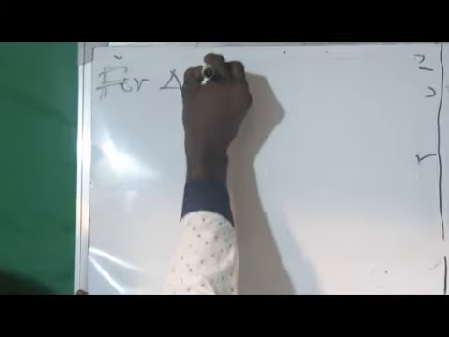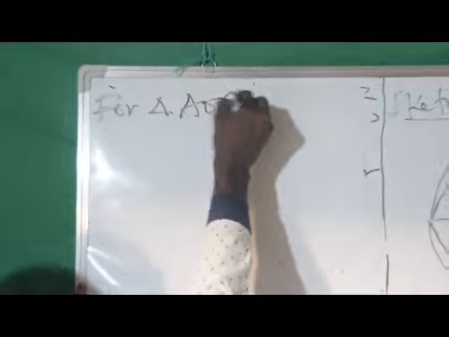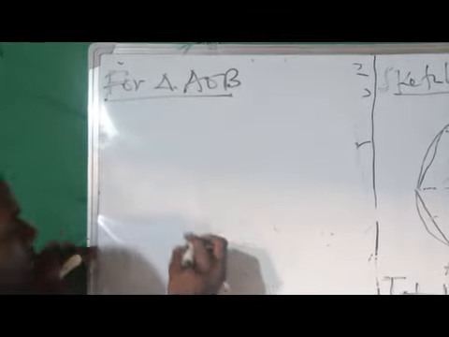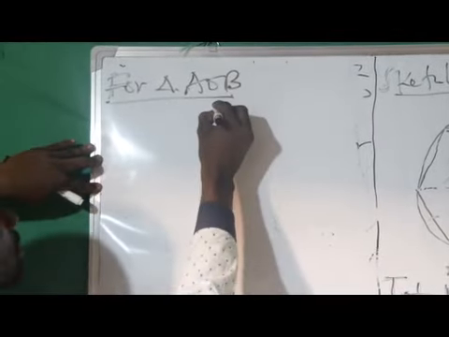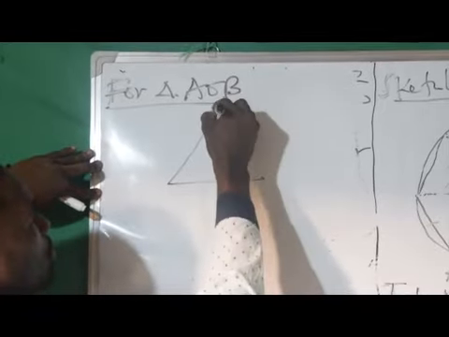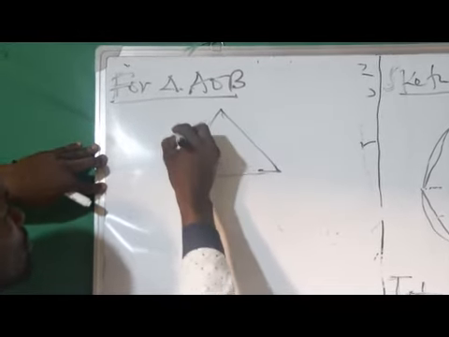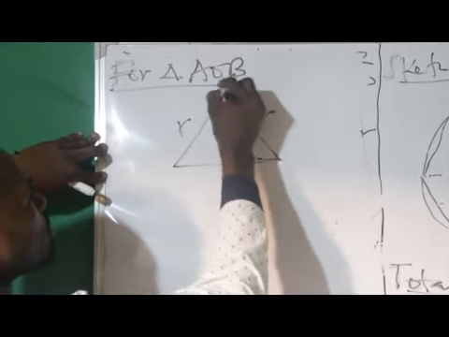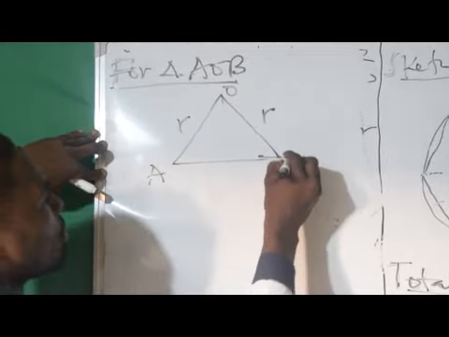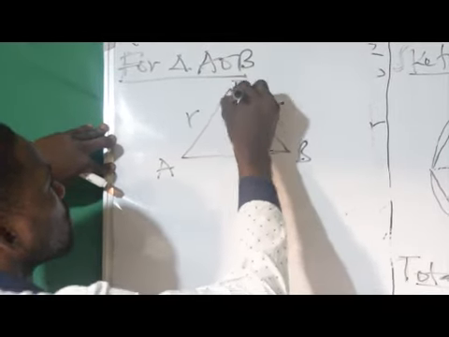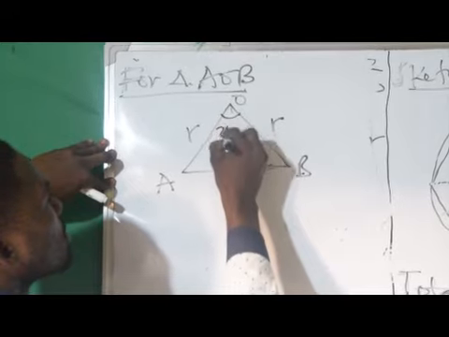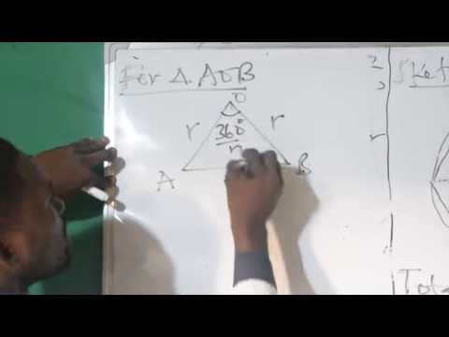So for triangle AOB, can we extract that triangle? Let us extract. Here is R, there R, here center O, there A, here now B. This angle is given by 360 degrees divided by N.